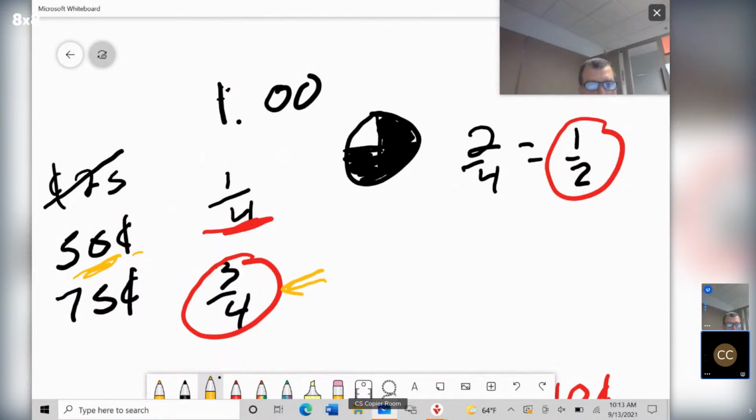You have 1, it's a 1/4. 2, it's a half of a dollar. 3 would be 3/4 of a dollar. Okay, I just want to give you guys some basic background. Some of this might be a review for you, which is fine. But I want to try to get us to understand exactly what a fraction is before we get into adding, subtracting, multiplying, and dividing.